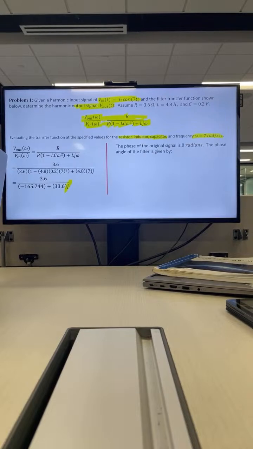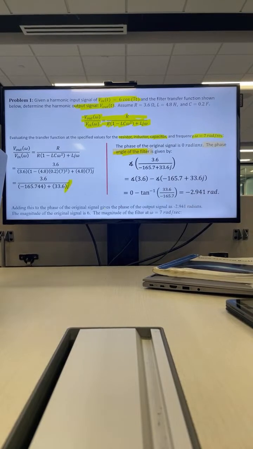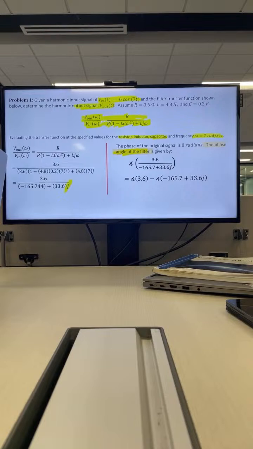I have to speed up a little bit. So now, the phase angle phi. Can you get this one? Calculate it. At least try to calculate. Give me the value for the phase angle.